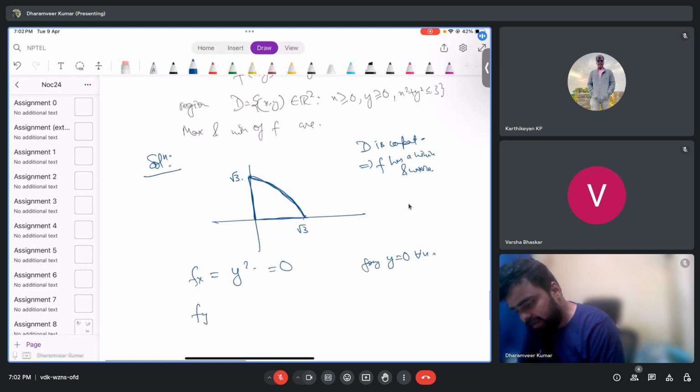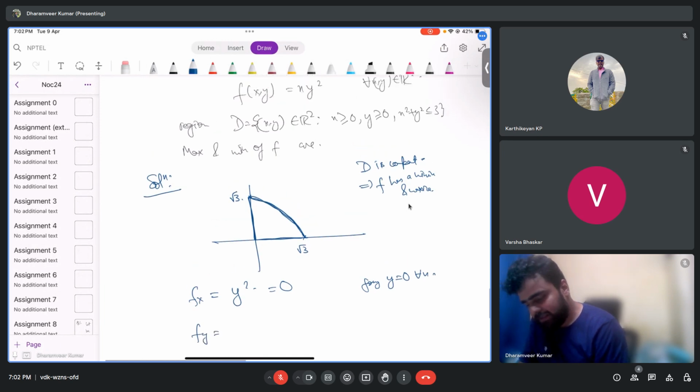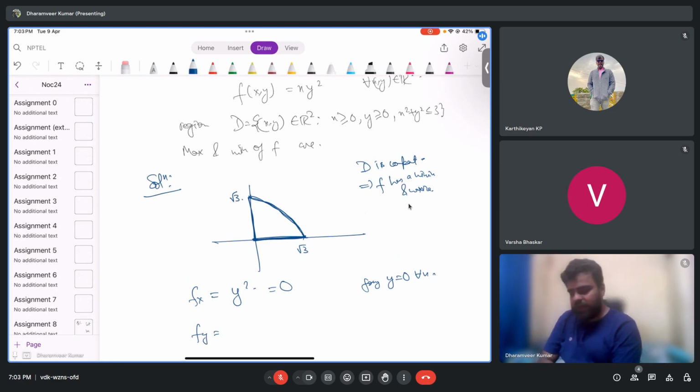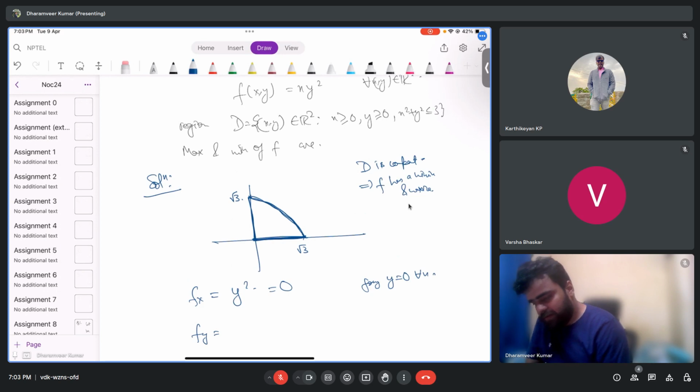What about fy? So y equal to 0, this line, right? And you have to be inside this. So it's saying this line is a critical point, fx is equal to 0 on this line. What about fy? It is 2xy.